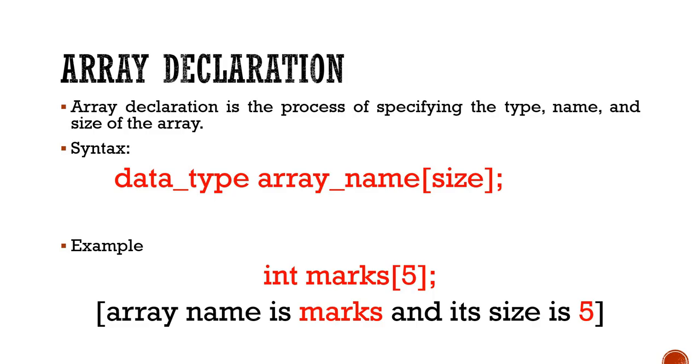For example, see in this slide, int marks of 5. It specifies that after the declaration of an array in C, the compiler will allocate a memory block of the specified size to the array name. So here the array name is marks and the size of the array is 5, which is specified inside the square bracket. So this is the syntax for declaration of an array.